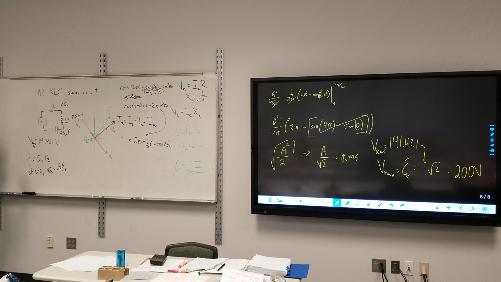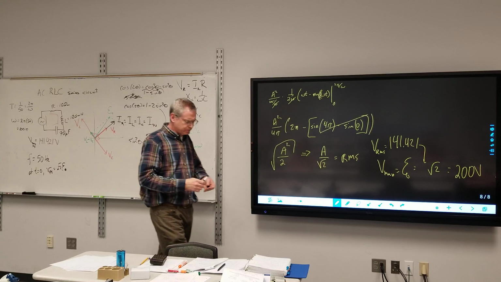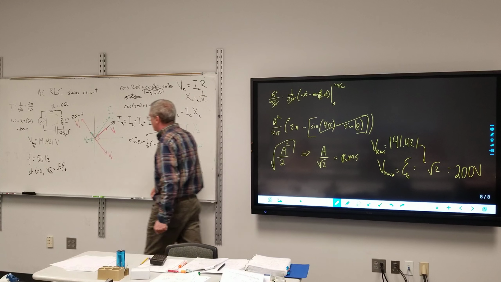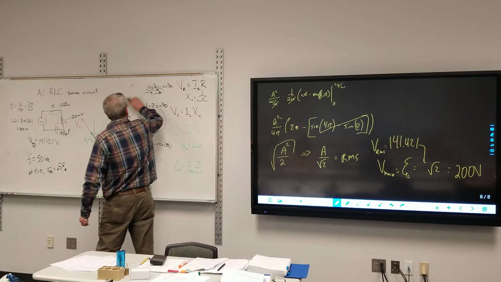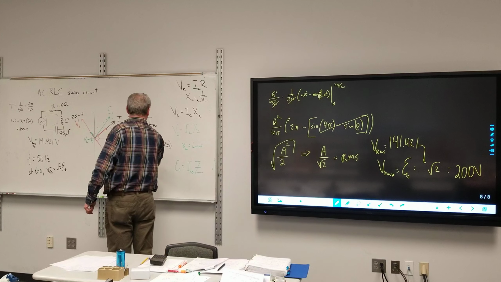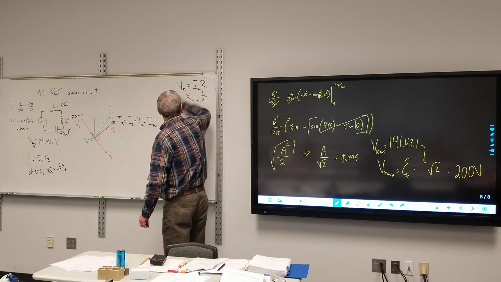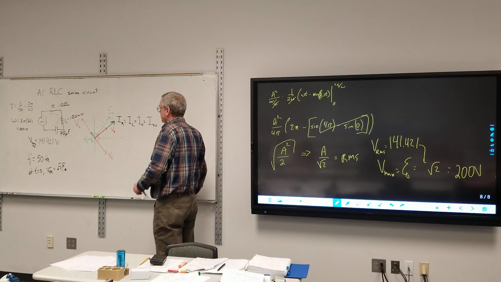If the period is 1 over the frequency, and I know that the period is also 2 pi divided by omega, omega would be 2 pi times 50. Angular frequency is 2 pi times the linear frequency. Let's get rid of some stuff here. That will be 1/4. Okay.